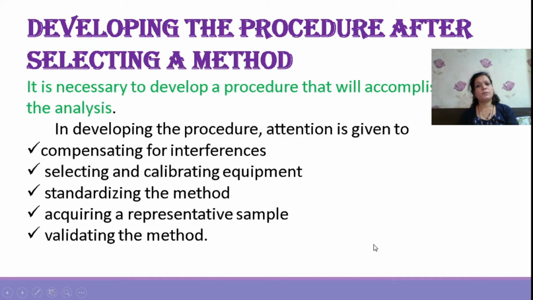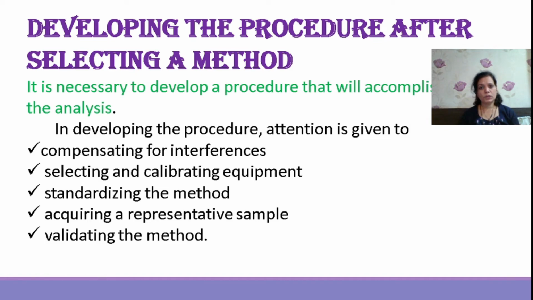So, developing the procedure after selecting the method. Once you develop the procedure by selecting a proper method, this method should attain all the factors like small interferences, and it should have ruggedness. Then, selecting and calibrating the equipment. Whenever you utilize any equipment, you have to take care that your instrument is calibrated. You have to check whether it is giving the proper result for the standard.